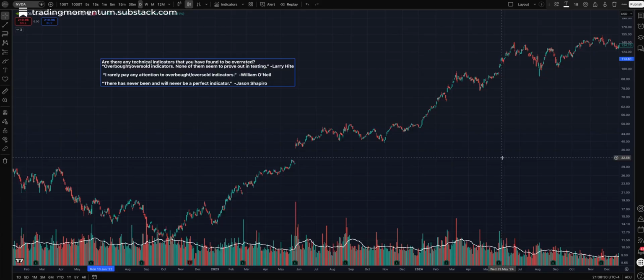And then William O'Neil, kind of the grandfather of modern day growth stock investing and momentum trading, that a lot of us have built a foundation off of. He said, I rarely pay any attention to overbought and oversold indicators. So the RSI, the MACD, the stochastic, all those oscillators, nope, didn't use them for his success.